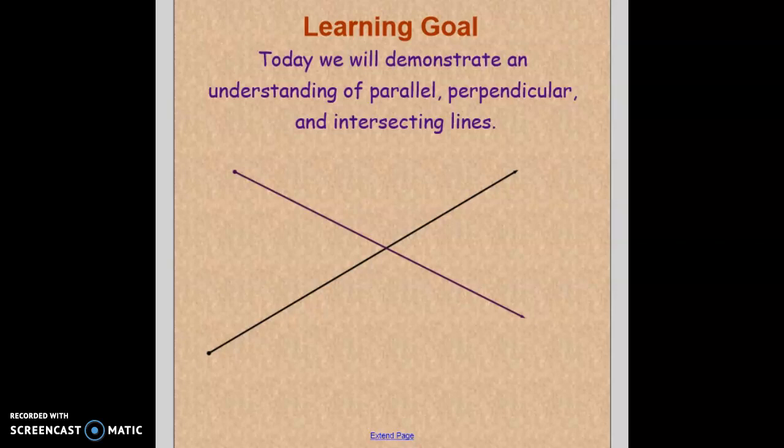Hi, room 41. Our learning goal for today is we will demonstrate an understanding of parallel, perpendicular, and intersecting lines. I thought I would give this lesson to you to help you as we continue on with quadrilaterals and other types of polygons. So here we go for our lesson today.